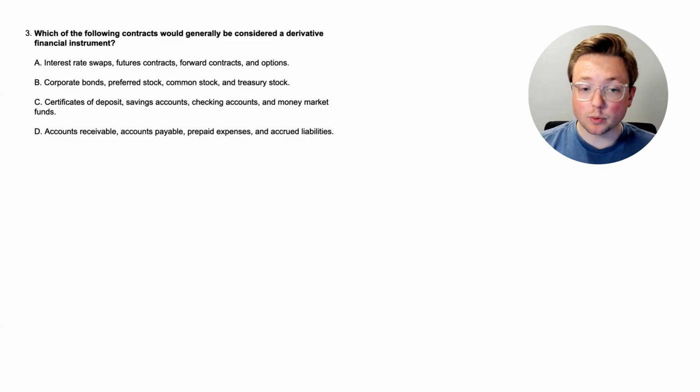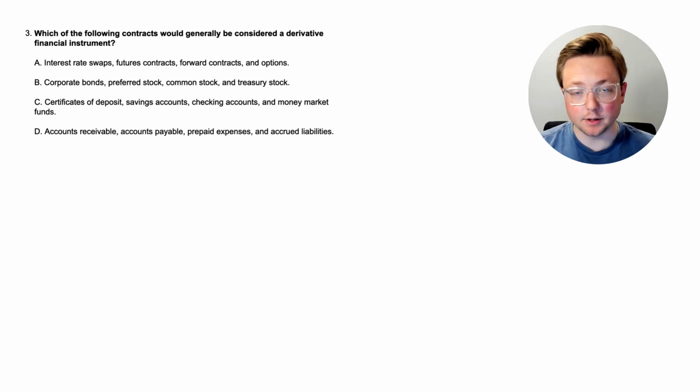Option A, interest rate swaps, futures contracts, forward contracts, and options. Option B, corporate bonds, preferred stock, common stock, and treasury stock. Option C, certificates of deposit, savings accounts, checking accounts, and money market funds. Or option D, accounts receivable, accounts payable, prepaid expenses, and accrued liabilities. Now, if you were paying attention, we have already talked a little bit about some of this in question 1. So again, which one of these is going to be considered a derivative? If you know, that's great. If not, let's go ahead and take a look at the explanation together.